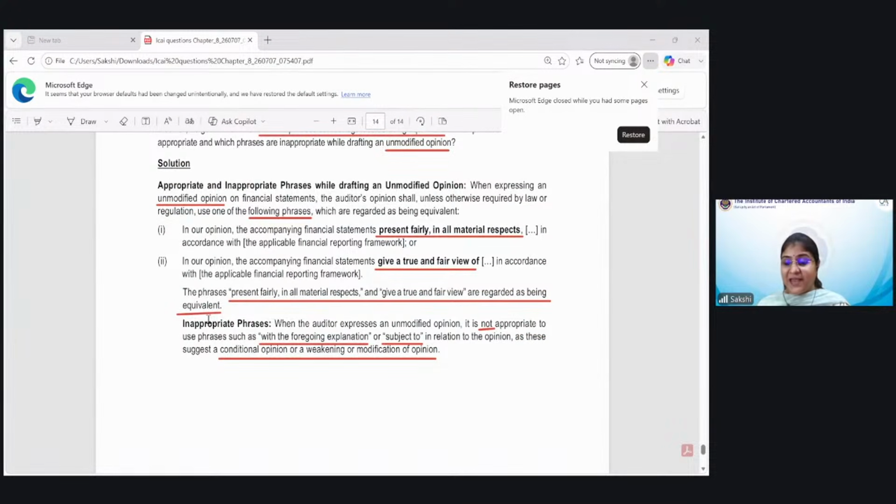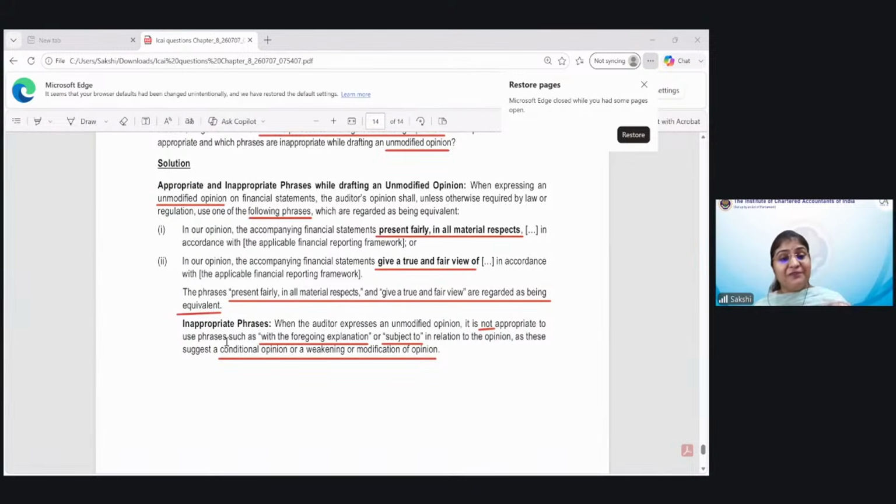When the auditor expresses an unmodified opinion, you are saying everything is okay. You are giving a reasonable assurance, a high level of assurance, that the financial statements are true and fair. So when the auditor expresses an unmodified opinion, it is not appropriate to use phrases such as "with the foregoing explanation." It means you are writing the financial statements reflect a true picture with the foregoing explanation. Again, why is an explanation needed if they are true and fair?